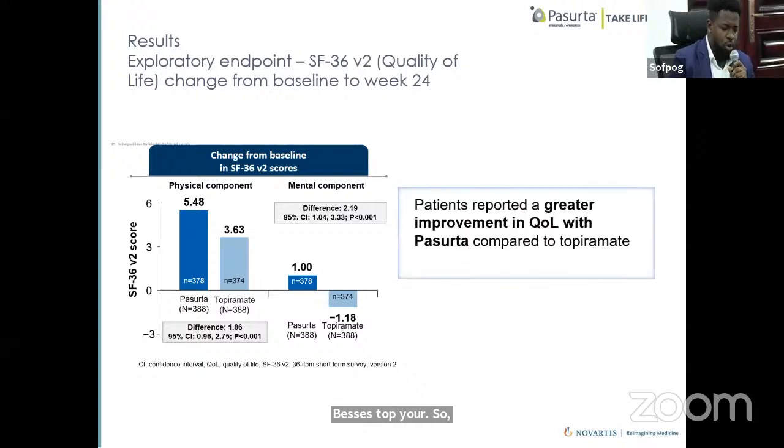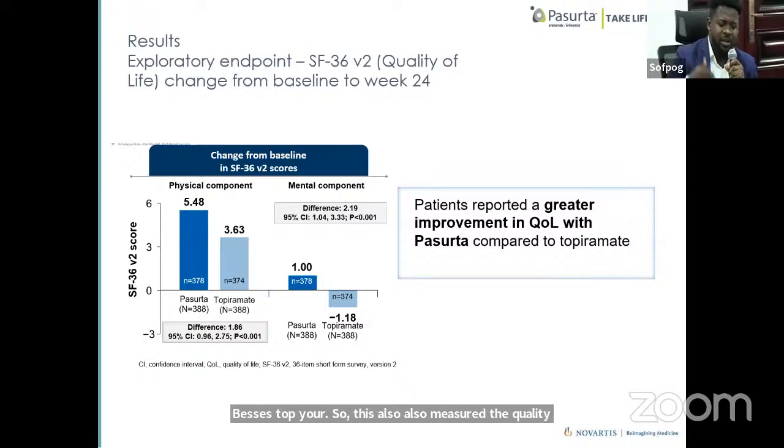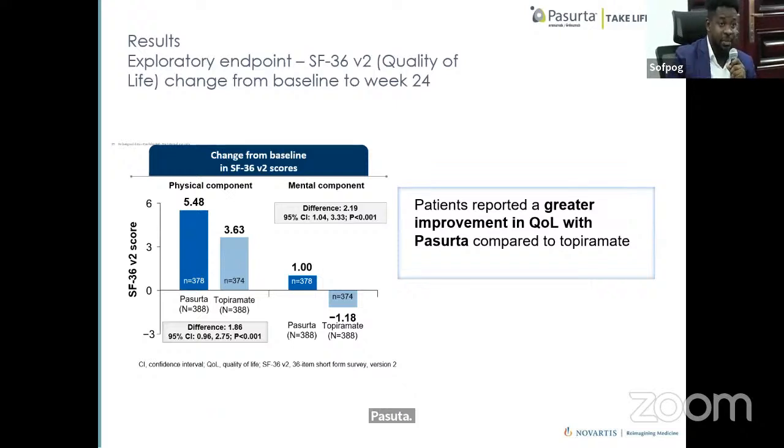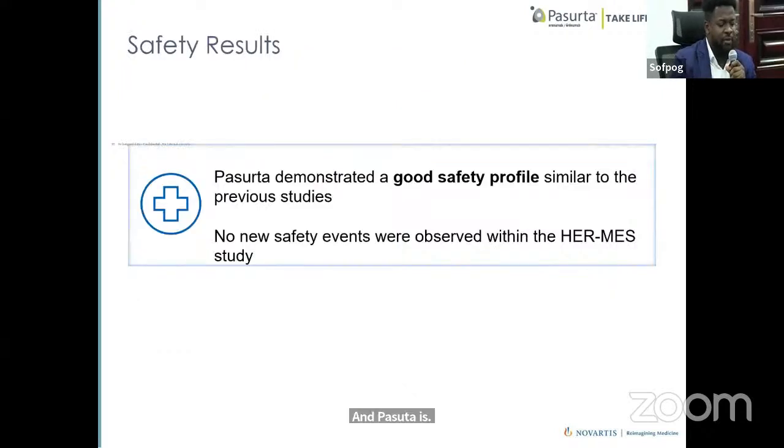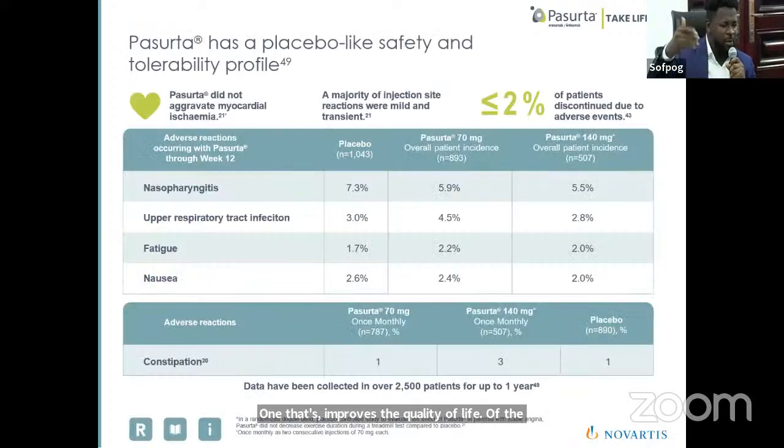This also measured the quality of life. The researchers said patients reported a greater improvement in quality of life with Pasuta compared to topiramate. Basically, when you initiate treatment, you want to, of course, improve the quality of life of the patient. And Pasuta is one that greatly improves the quality of life of the patient. So, a good safety profile with Pasuta from the HEMIS study.